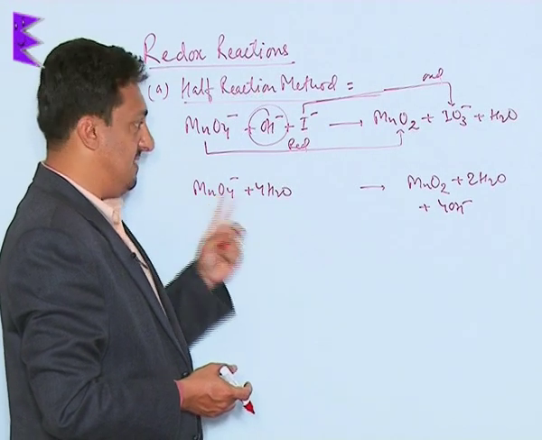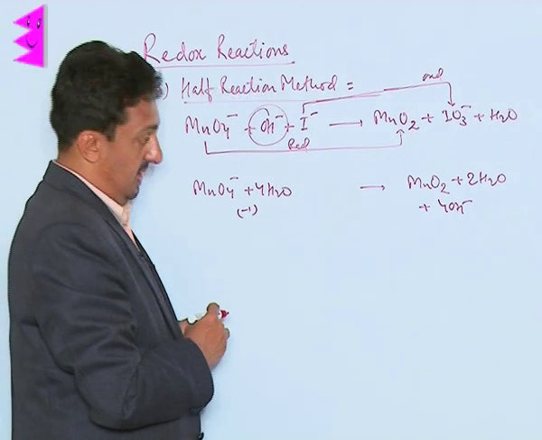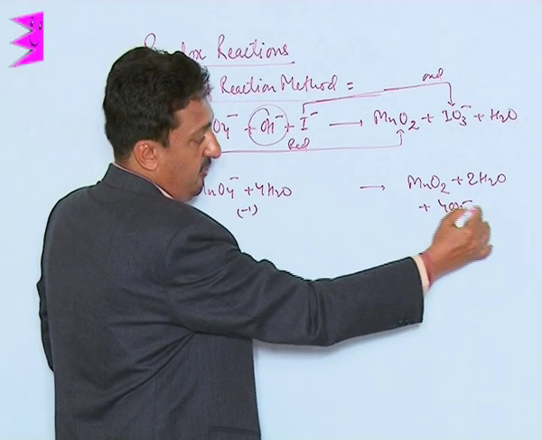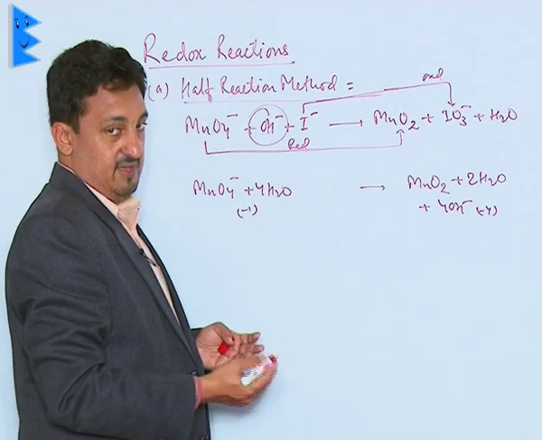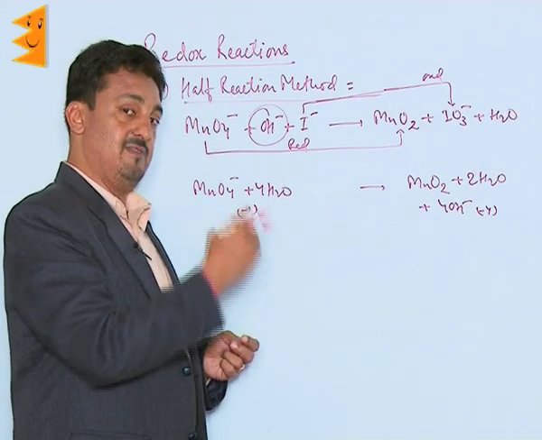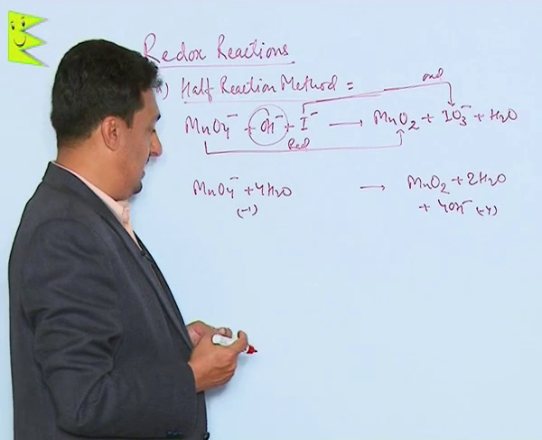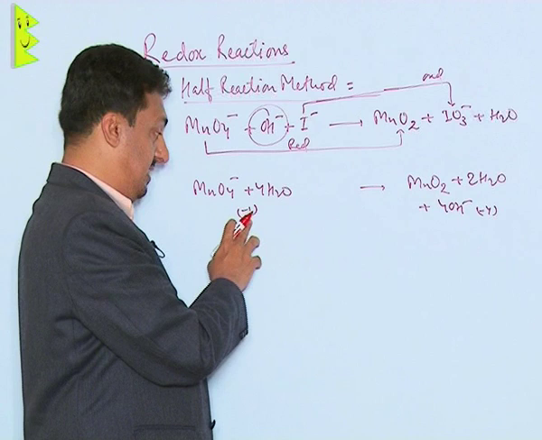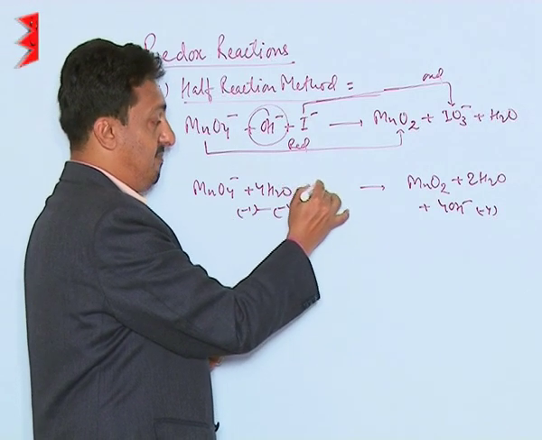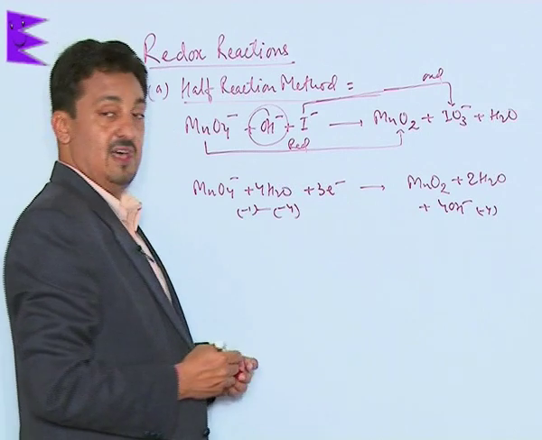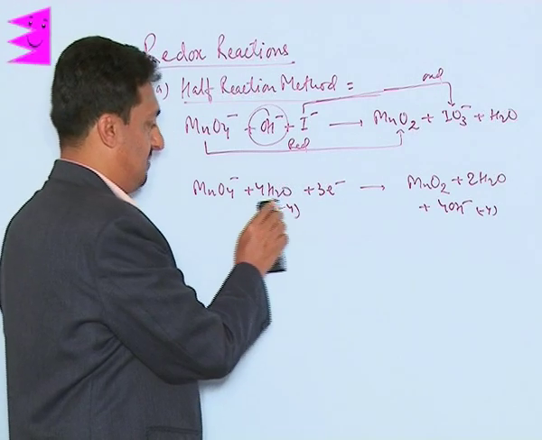Now, the atoms are balanced. Here we have only a minus 1 charge on the left hand side, whereas on the right hand side we have 4 minus charges. So how can we do it? We know that by adding electrons, positive charge gets lowered, or the negative charge increases. So we have to increase the negative charge to minus 4. So we simply add 3 electrons to the left hand side. So now this half gets balanced.